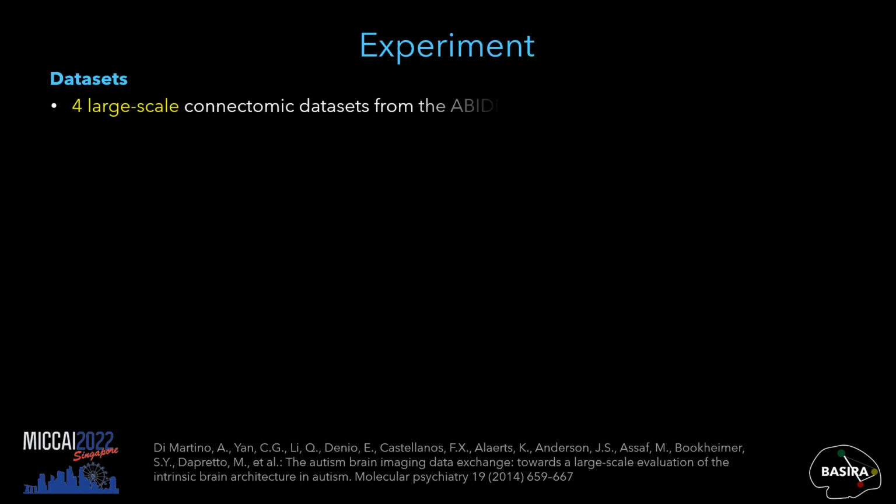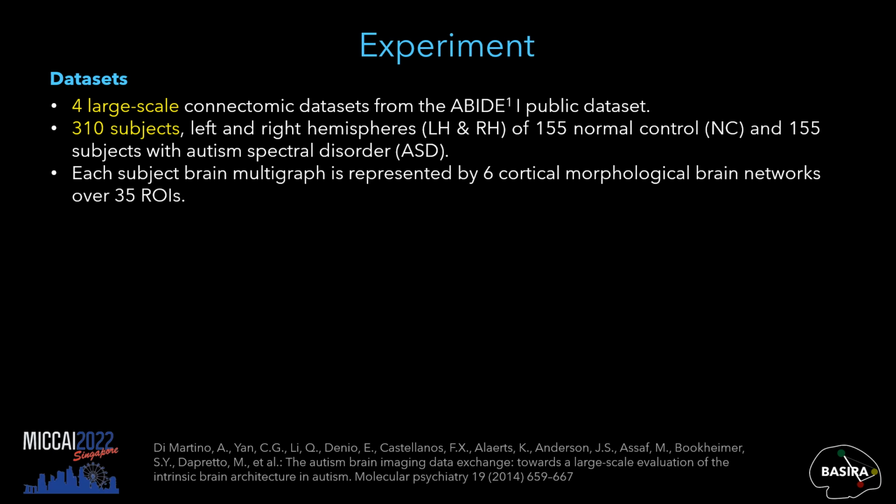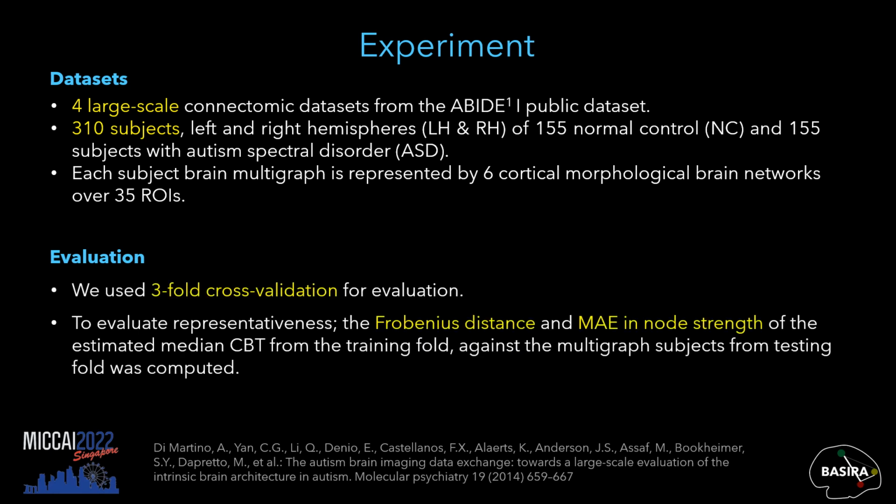We train our model on 4 large-scale connectomic datasets from the ABIDE public dataset, which includes left and right hemispheres of 155 normal control and 155 subjects with autism disorder. Each subject is represented by 6 cortical morphological brain networks upon 35 ROIs. We use threefold cross-validation technique while training.